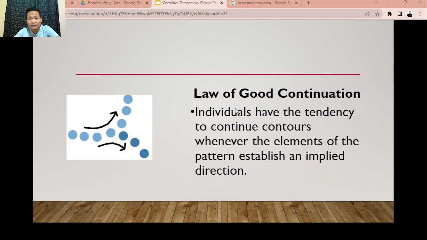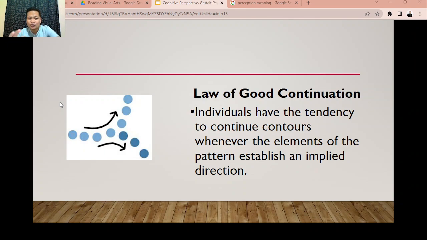Now, what about law of good continuation? So individuals have the tendency to continue contours whenever the elements of the pattern establish an implied direction. For example, may implied direction dyan sa arrow, no? Since ganyan yung form niya, may implied direction na tuloy-tuloy yan. Tuloy-tuloy. Okay? So, anong application naman ito?